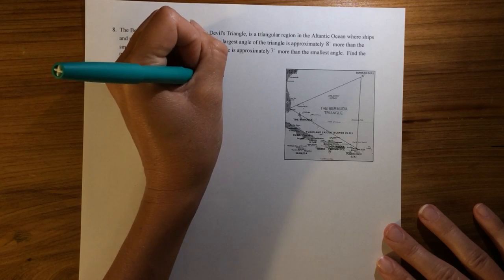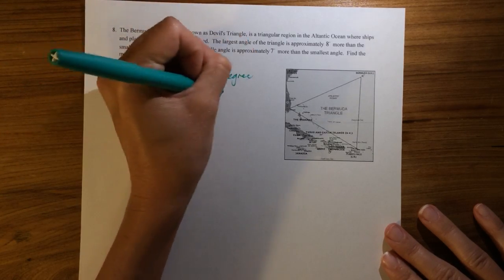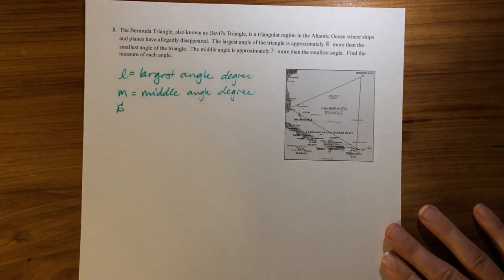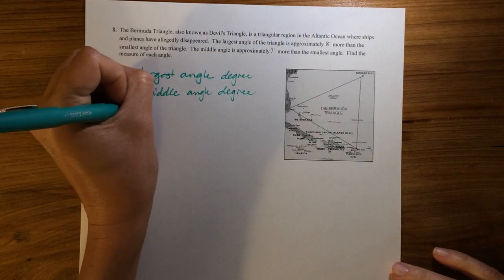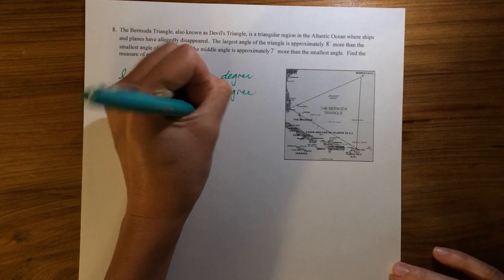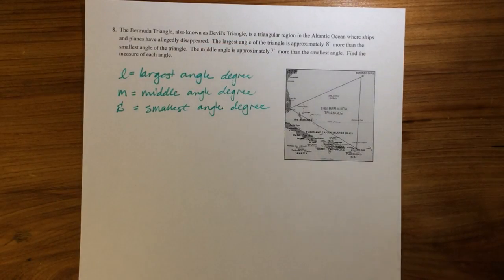And again, this is degree. And then S, I'm going to give my S little feet so we know it's an S and not a 5, is equal to the smallest angle degree. All right, so 1, we've got all of our variables labeled and defined so we know exactly what's what.